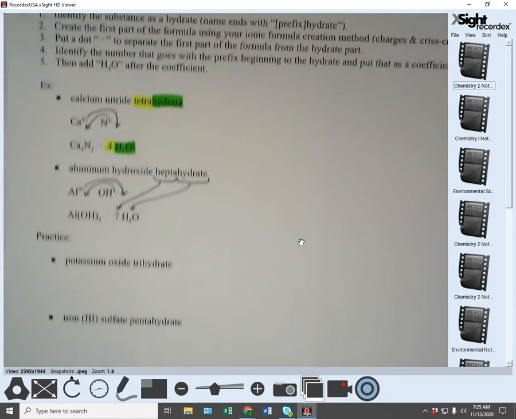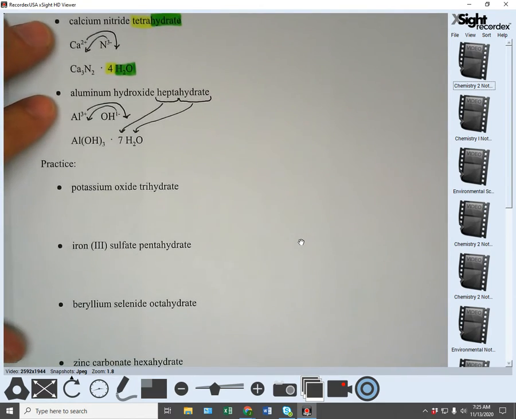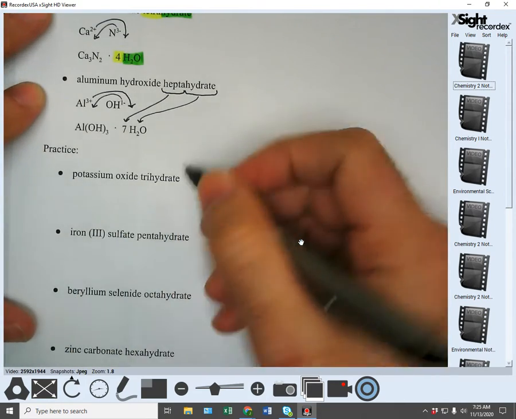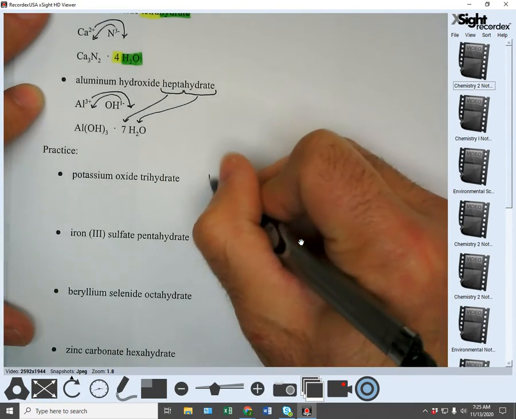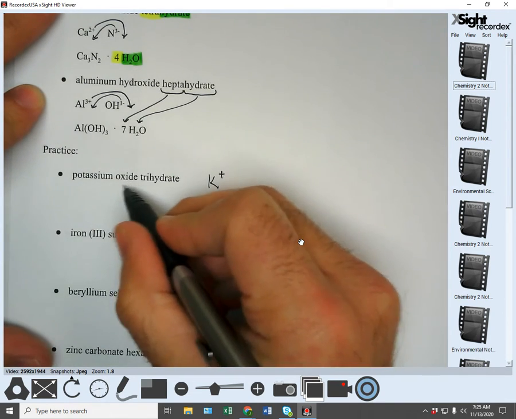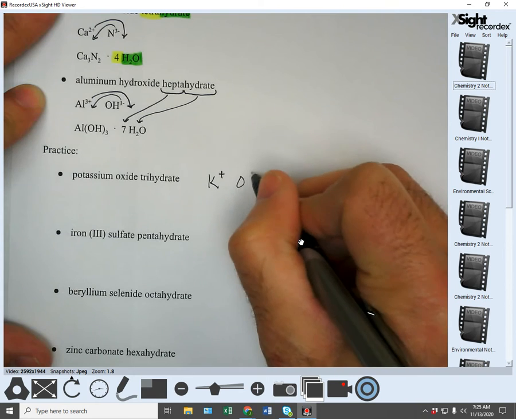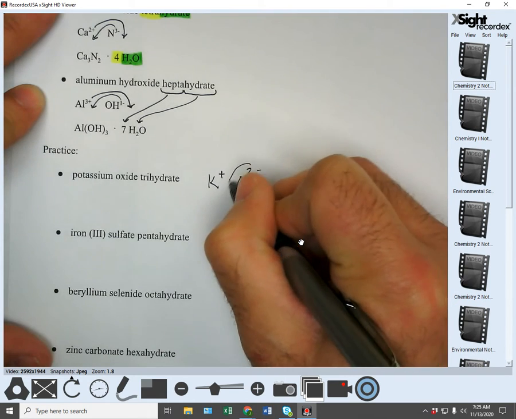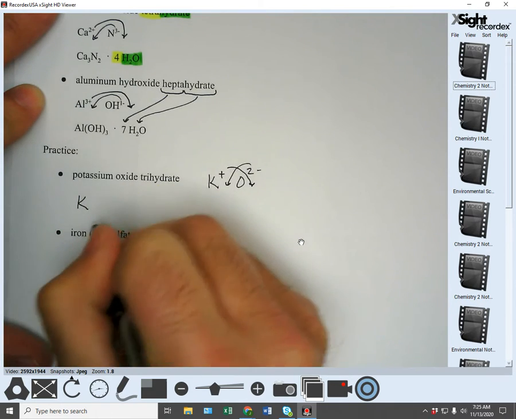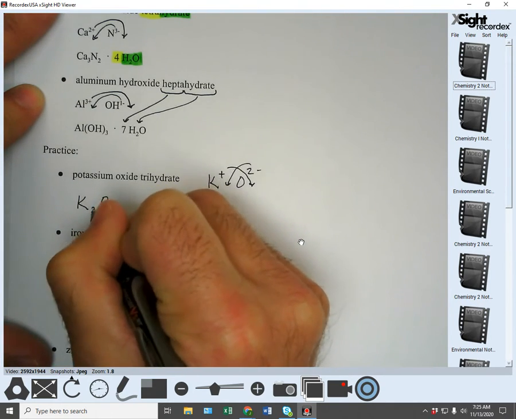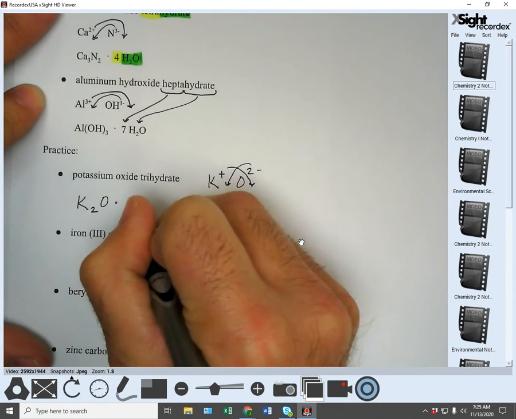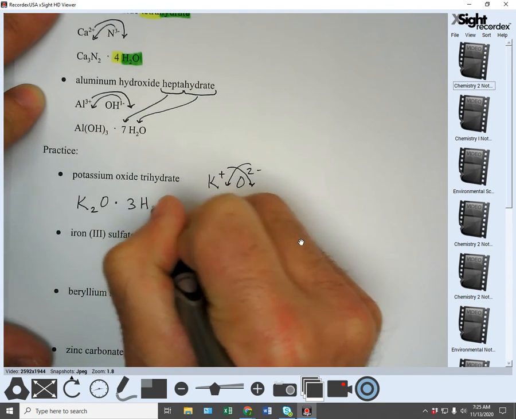Okay. Let's try a few examples here. Okay. Potassium oxide trihydrate. So potassium is K plus 1. Again, getting that off the periodic table. Oxide means it's oxygen. O2 negative. Cross down. We get K2O. Then a dot. Tri is 3. Hydrate, H2O.